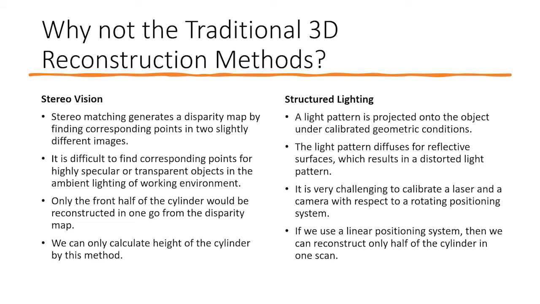Now in structure lighting, a light pattern is projected onto the object under the calibrated geometric conditions. However, the light pattern diffuses when projected on a reflective surface. The product is placed on either a rotating table or on a conveyor belt in this method, but it is very challenging to calibrate a laser and the camera with respect to a rotating positioning system. Moreover, we can reconstruct only half of the cylinder when it's placed on a conveyor belt. That's why we have not used these traditional methods.